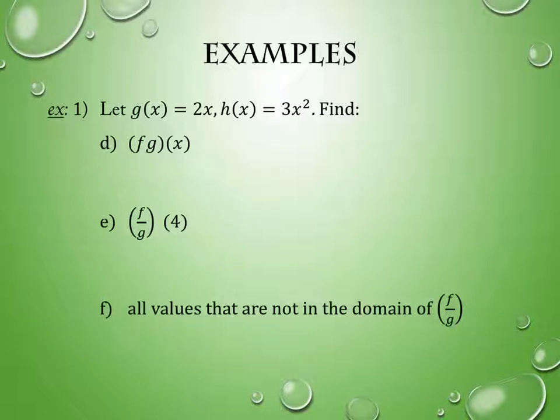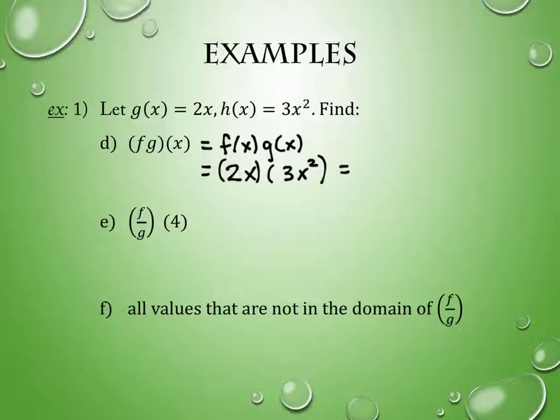So if we're looking at f times g of x, it should be f of x times g of x, which are exactly the functions we're given, 2x times 3x squared. And what do I get if I multiply 2x times 3x squared? Six what? 6x cubed, right? Powers of x, or exponents, get added together when their bases are identical and they're being multiplied. That's it. There's nothing else to do. It's 6x cubed.